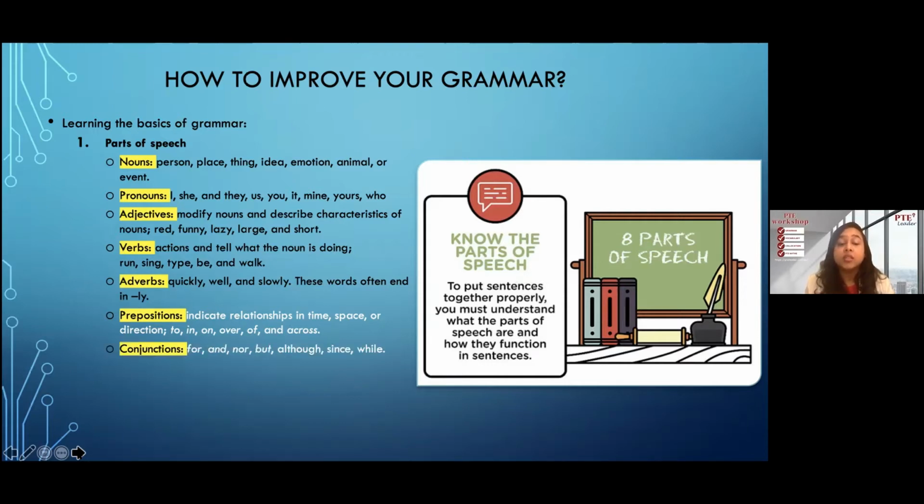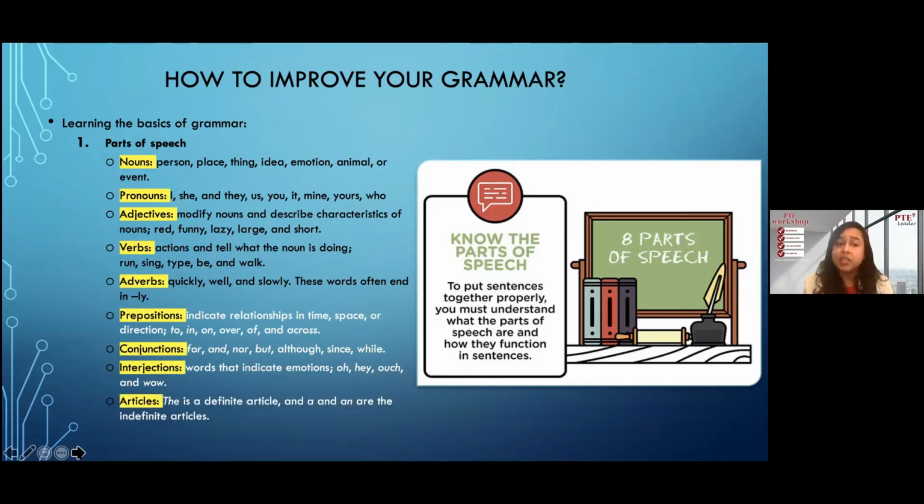Conjunctions. Conjunctions are words that connect information together. So, or, for, but, and, although, since, while, these are conjunctions. Interjections are very important when we want to share or express how we feel about something or someone. So if I say, wow, this place is amazing, or wow, she is great at what she does, when we want to share our expressions in that specific way, we use interjections.